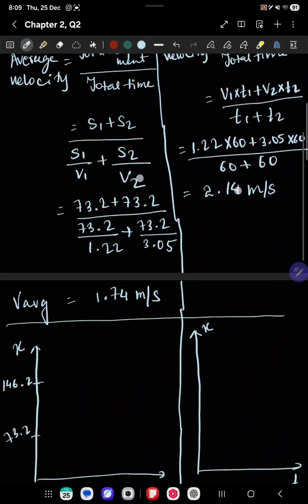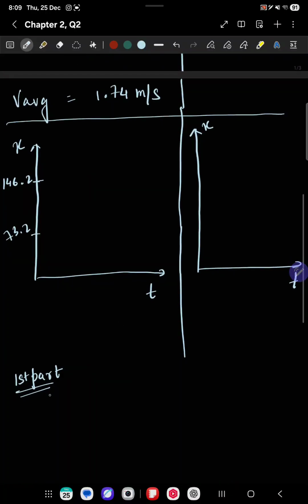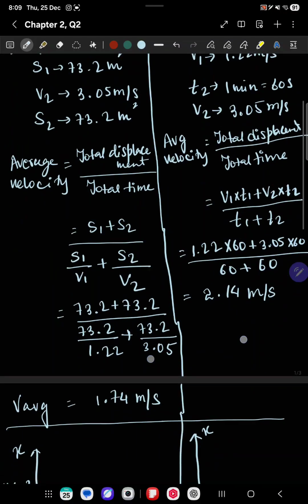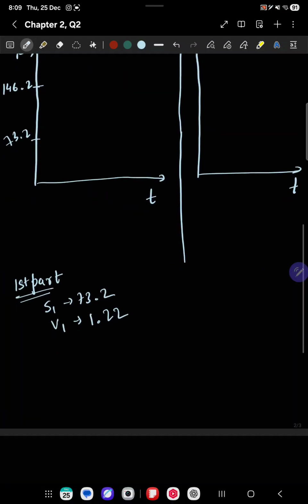V1 is 1.22 and S1 is 73.2. I think it is same. Yeah. So we know that the velocity is the slope. We can write it as S1 upon t. So from here we can find out the value of t, which will be S1 upon V1.